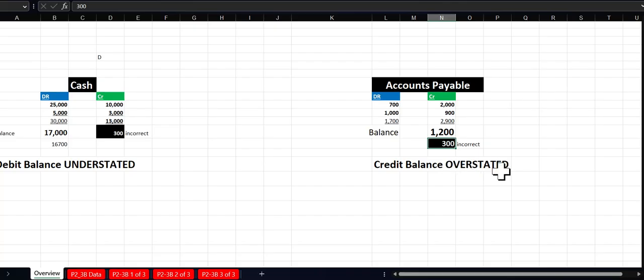Why do I say overstated? Because when I make this additional credit, it will increase this balance of 1200 to 1500. And so the balance is now overstated. So please note the way that you describe the impact of an entry is dependent on what the normal balance is for that particular account.